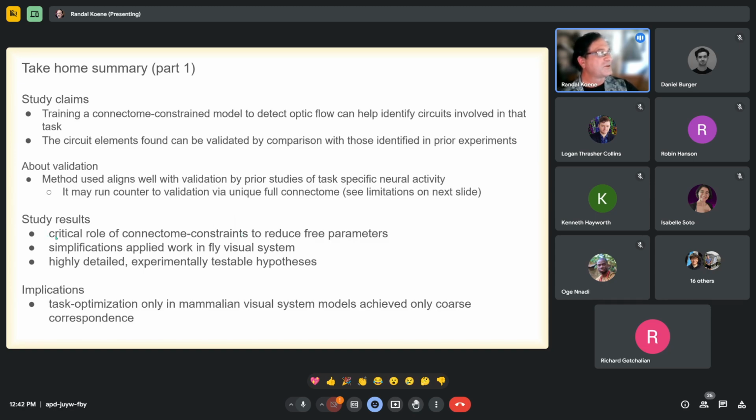The results show the critical role of connectome constraints to reduce free parameters. I think indeed it was necessary to be able to do that. And simplifications that were applied to work in the visual system of the fly, and that they were able to make highly detailed experimentally testable hypotheses. And so the implications there are that task optimization in the mammalian visual system models might achieve only coarse correspondence.